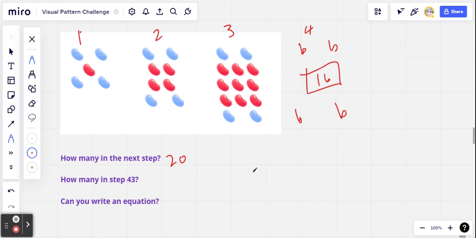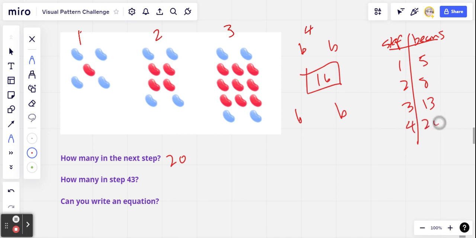Now, you can probably tell already this should be a quadratic pattern because we have this square growing from step to step. But let's verify that. Let's check that prediction with the numbers. So I'll make a chart here with the step number and the number of beans in every step. So that's 5 in step 1, and in step 2 we've got 8, and in step 3, 13, and in step 4 we're saying 20.